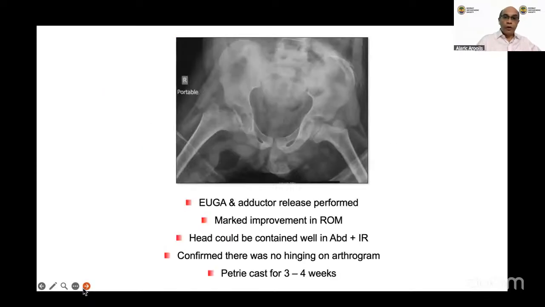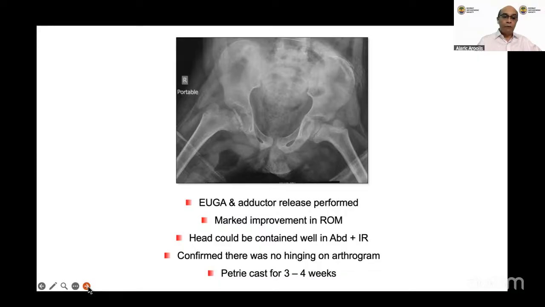So following those recommendations, this is what we did for this child. We took the child under anesthesia and performed an extensive adductor release, as you can see from the soft tissue shadow there. I do not hesitate at times, if you're not getting adequate abduction, to go right down to the medial hip capsule and do a formal capsulotomy. Immediately, we found that there was a marked improvement in range of motion, and the head could be contained well within the Perkins line, as can be seen here. And very importantly, you must be sure that there's no hinging on the arthrogram. We then proceeded to put this child in a Petri cast for 3 to 4 weeks.